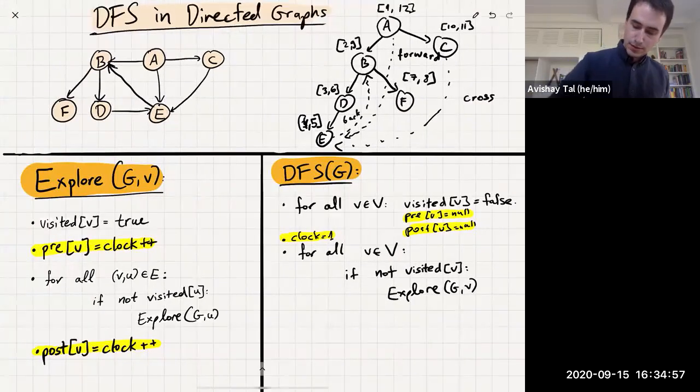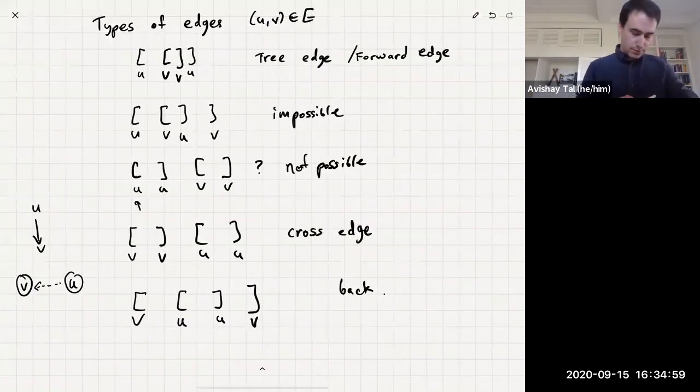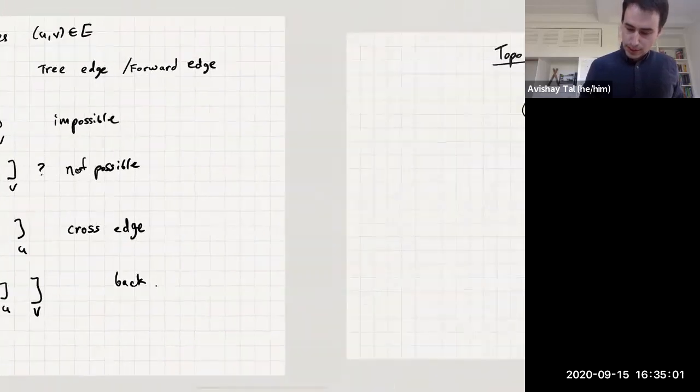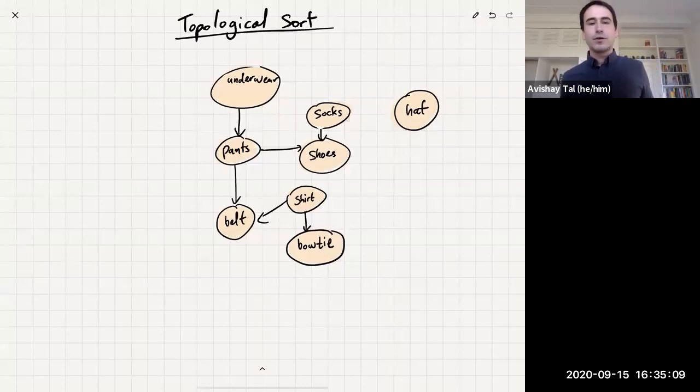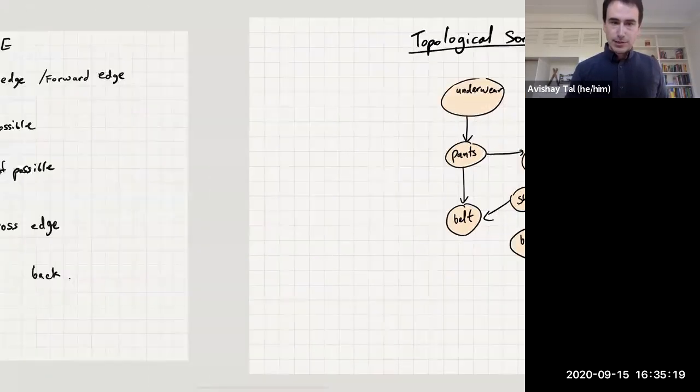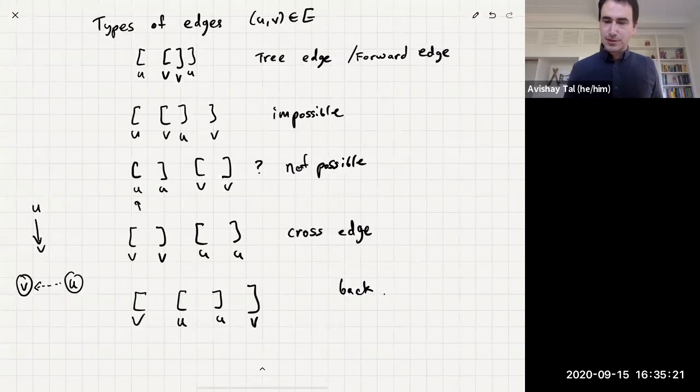Okay, so, all right. So now I want to show you why these numbers are very useful. So we're gonna go over an example of topological sort. Yeah, if you have questions, by the way, it's a good time to ask. So maybe there are some questions about this.